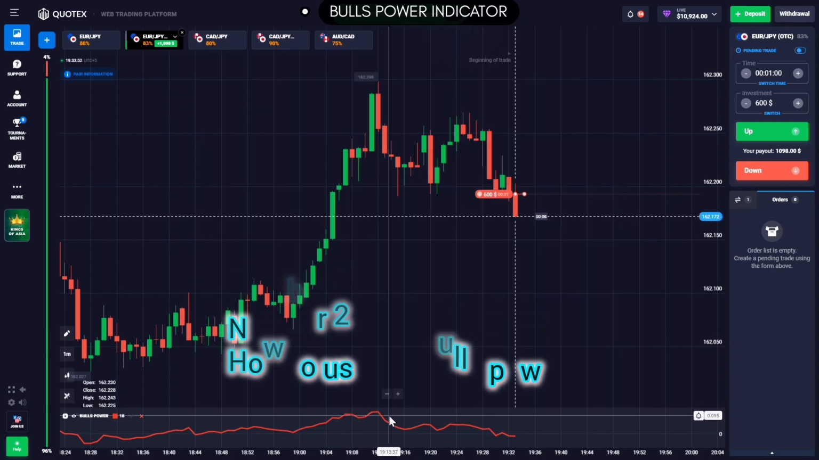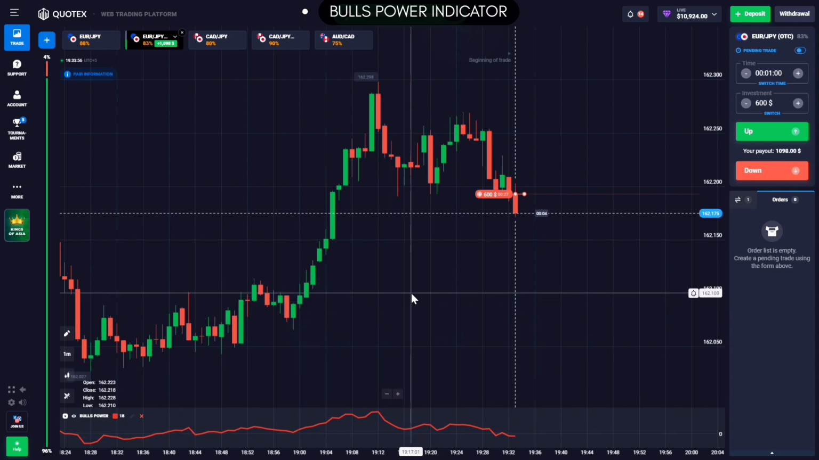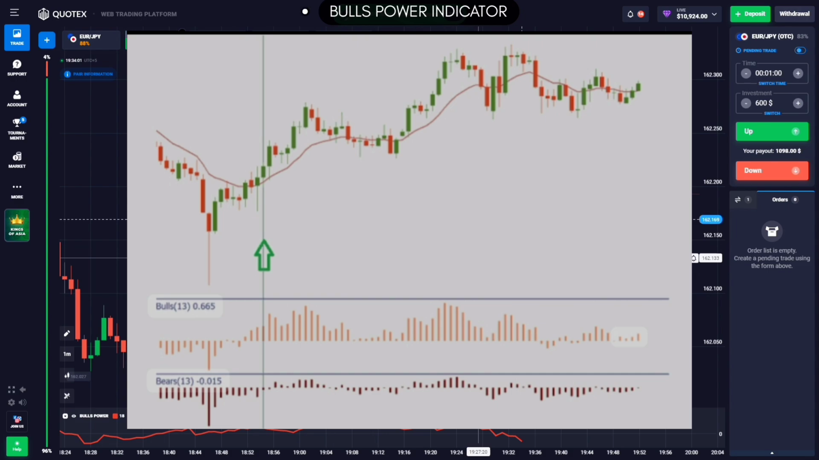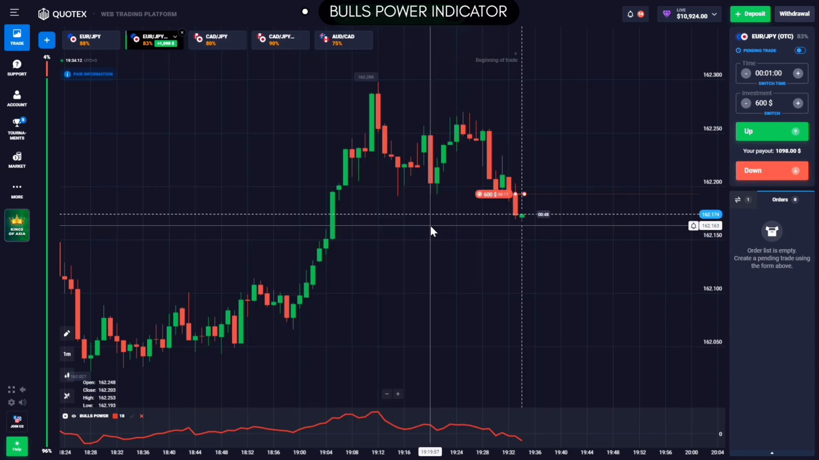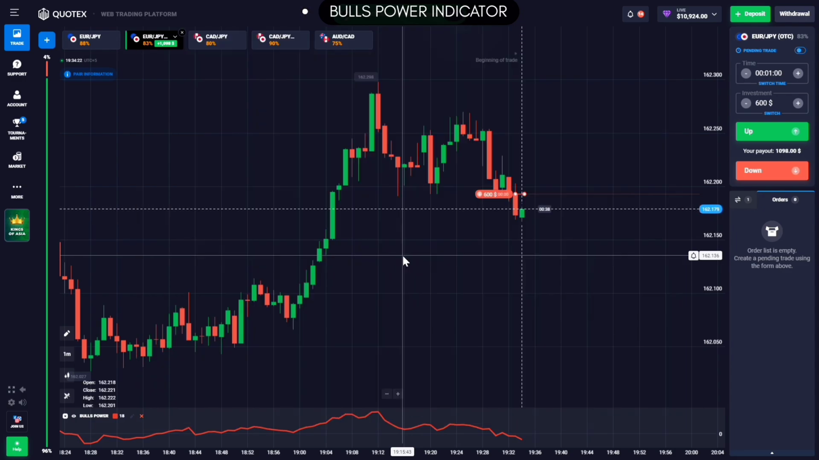Number 2. How to use the Bull's Power Indicator. 1. Bull's Power Line. The indicator plots a line representing the difference between the closing price and the highest high of the past period. 2. Zero line. When the Bull's Power Line crosses above the zero line, it's a bullish signal. When it crosses below, it's a bearish signal. 3. Divergences. Look for divergences between the Bull's Power Line and the price chart to identify potential trend reversals.